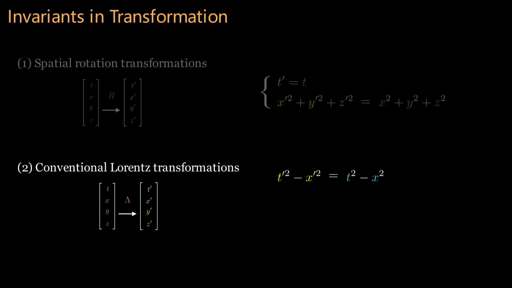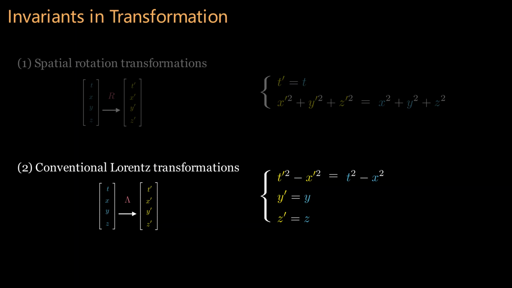The difference between the squares of t and x remains invariant before and after the Lorentz transformation. In other words, the difference between the squares of the time coordinate and the spatial coordinates of an event in different inertial reference frames is an invariant. Additionally, since there is no relative motion along the y and z axes between the reference frames, the coordinates along the y-axis and z-axis do not change under the conventional Lorentz transformation.